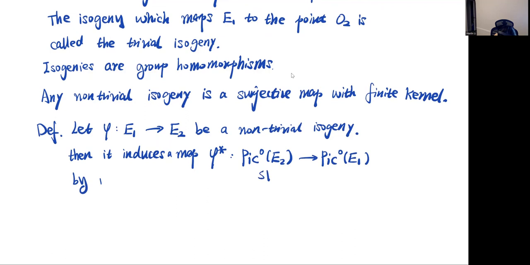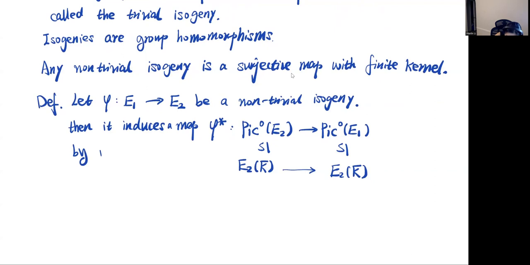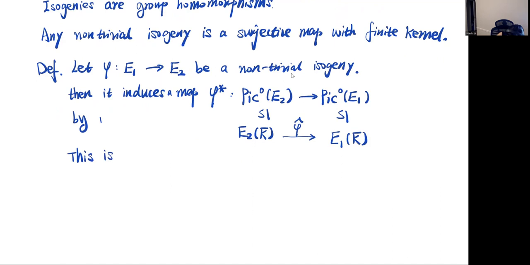Okay, so then by the identification of the Picard group and the set of geometric points of the elliptic curve itself, we get another isogeny, but now from E2 to E1, which we denote by phi hat. This induced isogeny phi hat from E2 to E1 is called the dual isogeny of phi.